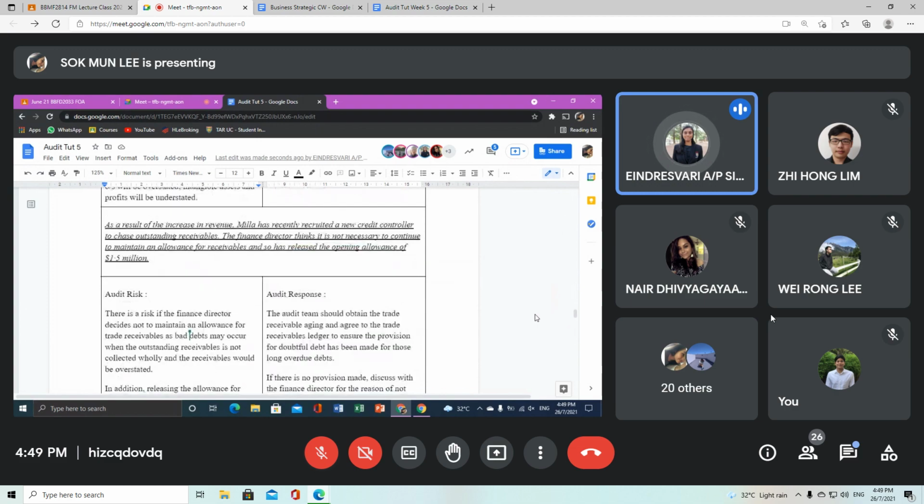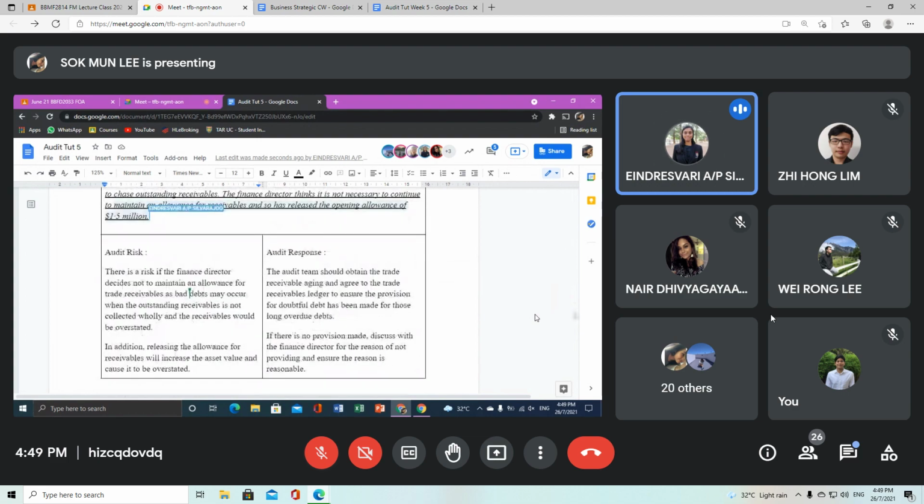So the problem is they actually maintain the allowance. So the director actually released the opening allowance. Release opening allowance means they actually credited other income, which is allowance for doubtful debt, and they credit trade receivables. Okay, so in this case, your revenue, your income will increase lah, and also your trade receivables.